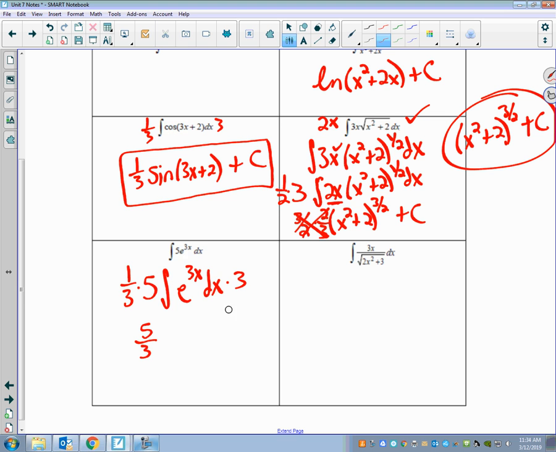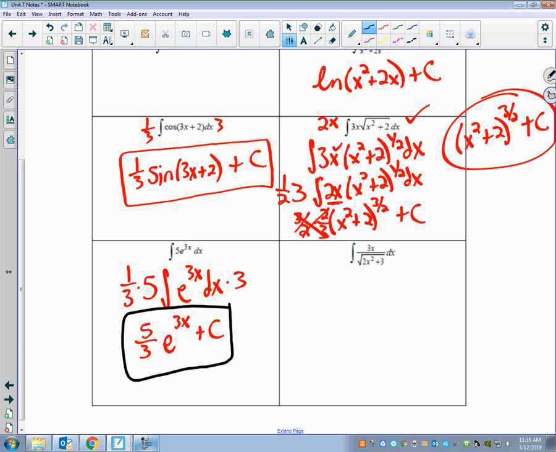And what would be the antiderivative of e to the 3x times 3? It would just be e to the 3x. And again, check your answer if you're not sure. The derivative of this would be e to the 3x times 3 times 5/3, and you would get that original problem. Okay, last one.